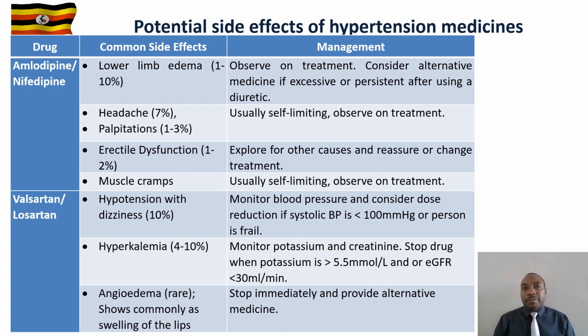For hyperkalemia, we have to keep monitoring the potassium levels. We stop the drug if the potassium is above 5.5 millimoles per liter, or if the eGFR, remember we talked about the estimated glomerular filtration rate, drops to below 30 mils per minute per 1.73 square meters. Then for hypotension, that's again risky. If the blood pressure drops to less than 100, you have to reduce the dose of the angiotensin receptor blocker and keep monitoring the blood pressure.